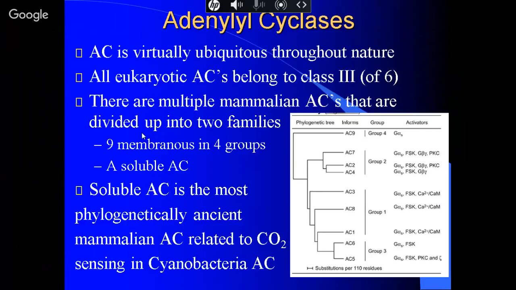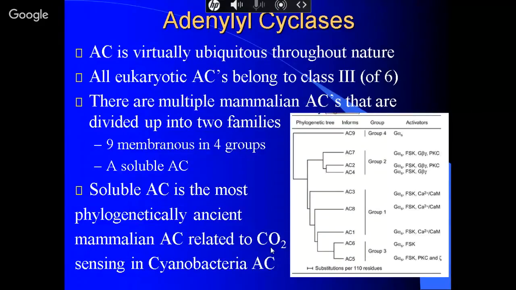The 10th is a soluble form of adenylate cyclase. And that 10th soluble form of adenylate cyclase is phylogenetically the oldest of all the adenylate cyclases. This is probably the original adenylate cyclase. And interestingly, it is found in cyanobacteria and is related apparently to carbon dioxide sensing.